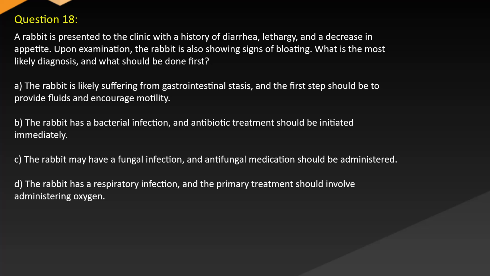A. The rabbit is likely suffering from gastrointestinal stasis, and the first step should be to provide fluids and encourage motility. B. The rabbit has a bacterial infection and antibiotic treatment should be initiated immediately. C. The rabbit may have a fungal infection and antifungal medication should be administered. D. The rabbit has a respiratory infection and the primary treatment should involve administering oxygen.